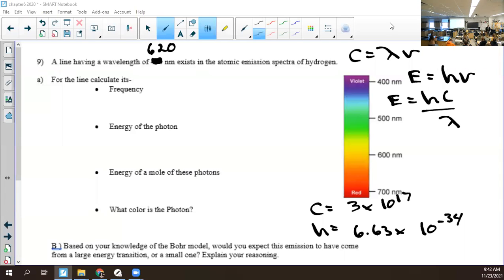All right, you should be able to do all but B based on that right there. Oh, I should put Avogadro's number. Oh, yeah. What am I doing? That's the exponent.